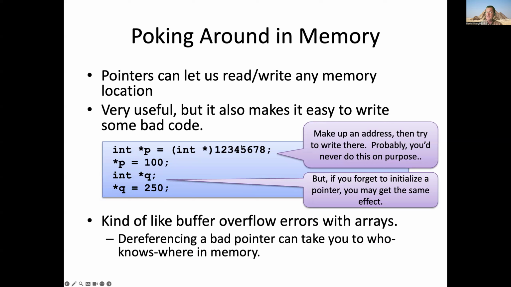Observe if I just made up an address. Addresses are numbers, so here I just made up a numeric address. I used a typecast to tell the compiler, pretend that's a pointer to an int. Well, I can do that, but since I just made up this address, it's probably not really a legal address of an int in my program.